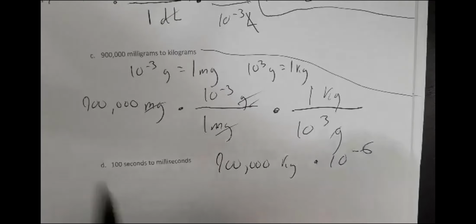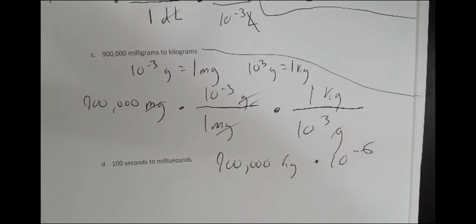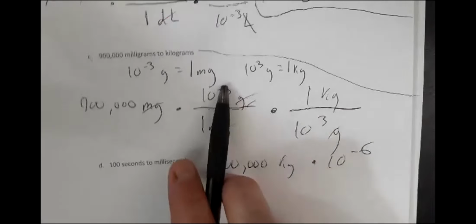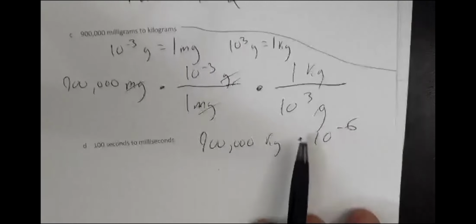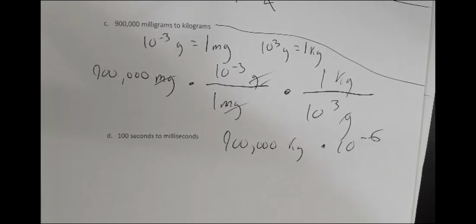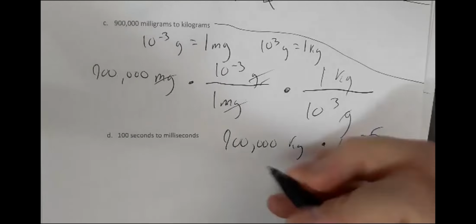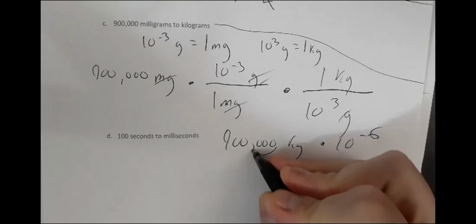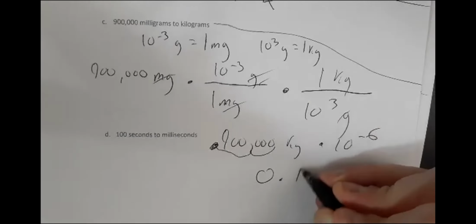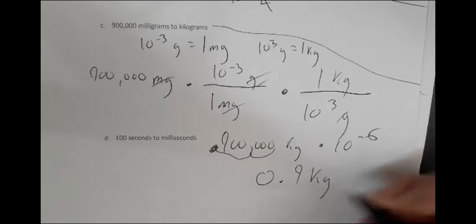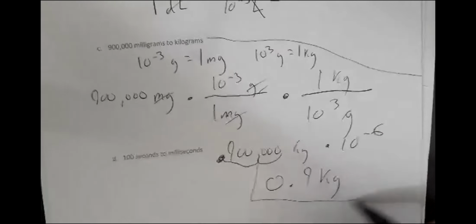And another way you can do that is, you're going from small to big, so you should be dividing this thing. So it should be getting smaller. If we're going 3 spots here and 3 spots here, we're going a total of 6 spots smaller, is another way to think about this, right? We're going to move that decimal place 6 spots. So what I'm saying is that this should be 0.9 kilograms, I believe.